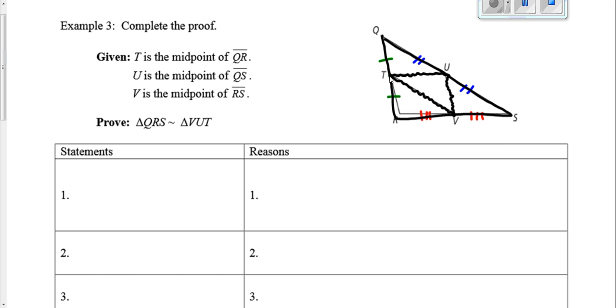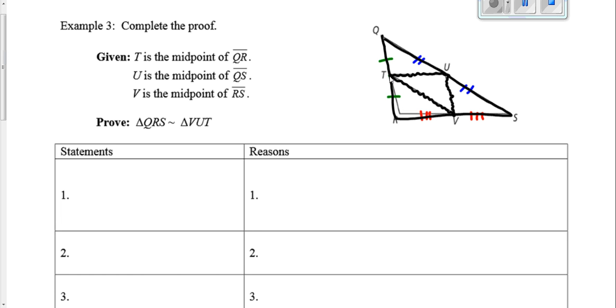Okay. So once again, no shared angles. So clearly, the only thing we're looking at is sides. I don't have any vertical angles, like I said. I don't know any parallel lines, so I'm not going to grab any alternate interiors. No corresponding, so therefore it's probably going to be a side-side-side postulate. So let's look at it.